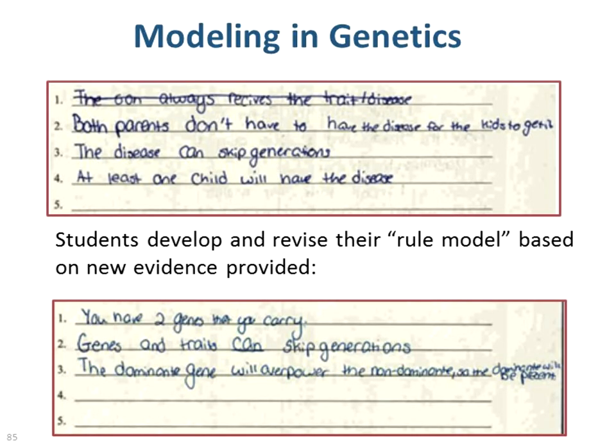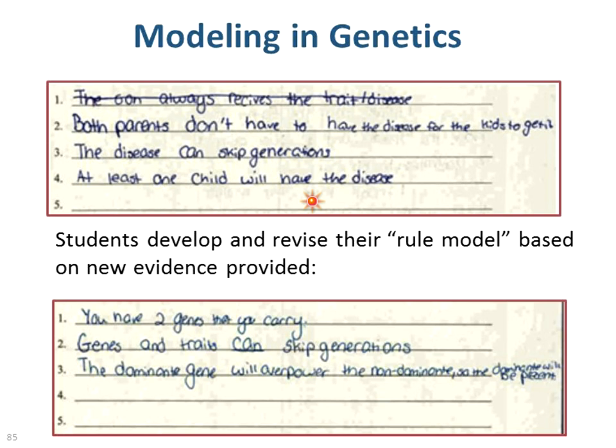And what the kids do is they work in pairs or in groups, and they develop rules. So if you look at the first rule, this is a rule after they've seen just a little bit of evidence. You get mostly observational types of things. Both parents don't have to have the disease. We're talking about albinism here. Disease can skip generations. At least one child will have it. These are all observations. There's really no mechanism here to explain why this is the case.